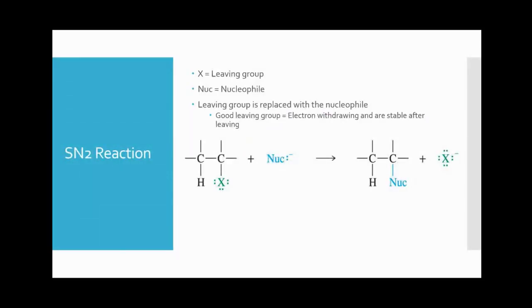All right, so the next reaction is going to be SN2. The X here would be just any leaving group really. Usually it's going to be halogens, but the nucleophile that you're given will just replace it. A leaving group can be any electron withdrawing group or any molecule that will be stable after it leaves.